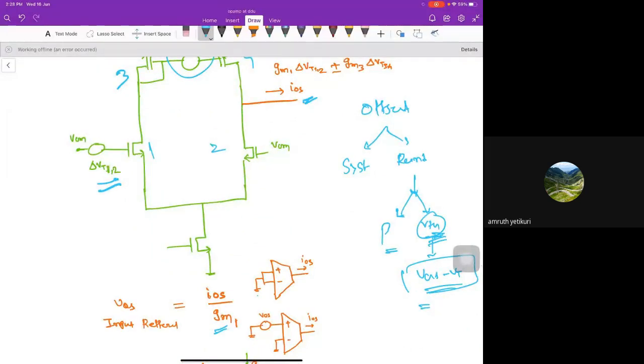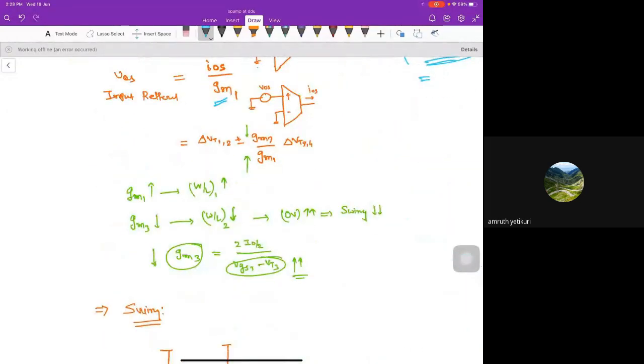But I want the input referred offset voltage. This is this divided by GM1. If you divide by GM1, that is equal to delta VT12 plus or minus GM3 by GM1 times delta VT34. So the point is that to reduce the offset voltage, we have to increase GM1 and reduce GM3. Increasing GM1 by increasing W by L will add capacitance also, right? Reducing GM3 means you have to reduce W by L3, but for the same amount of current the overdrive value will increase and then reduce the swing. That we will see.